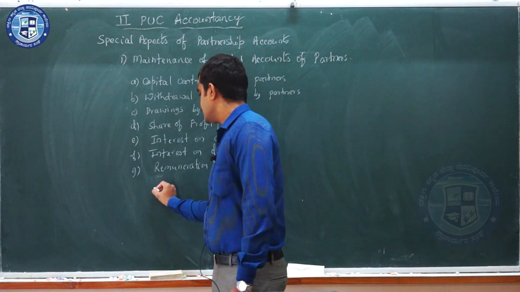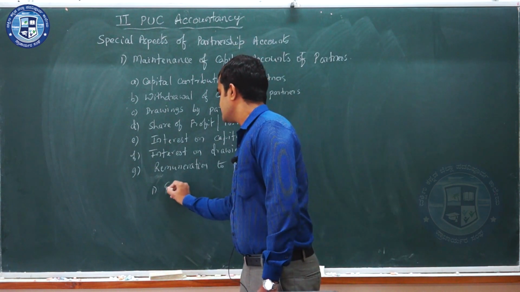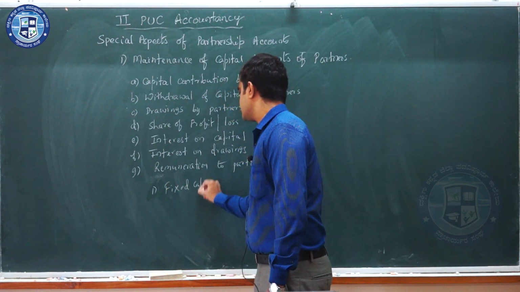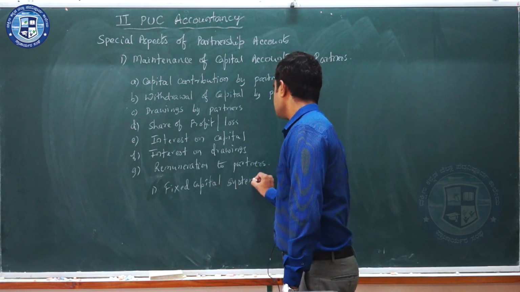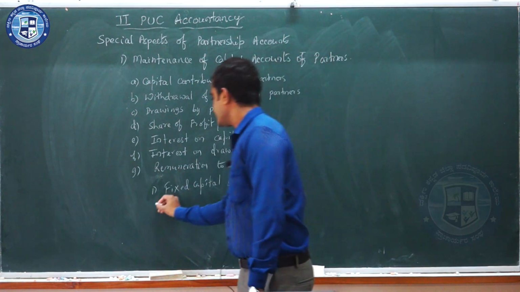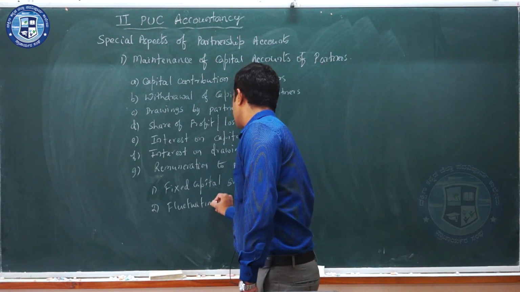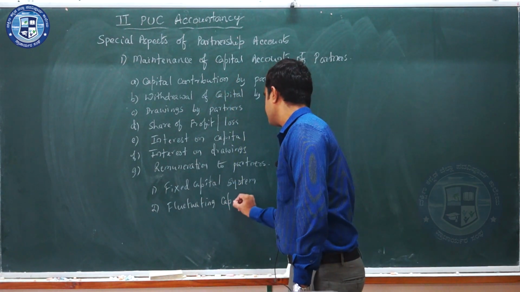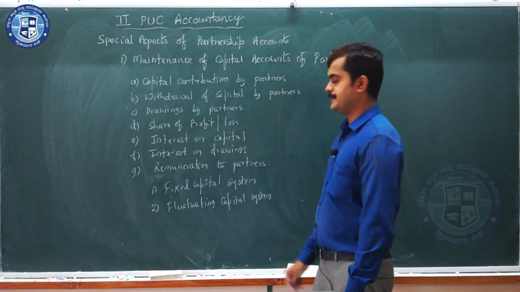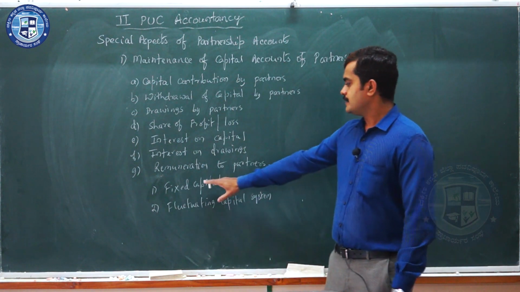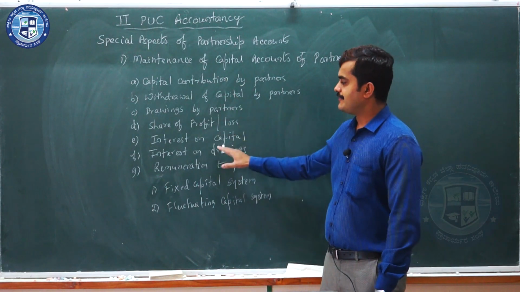So what are those methods? First method is fixed capital system or method. Second is fluctuating capital system or method. So depending on the method, fixed or fluctuating, we are going to record these 7 transactions.